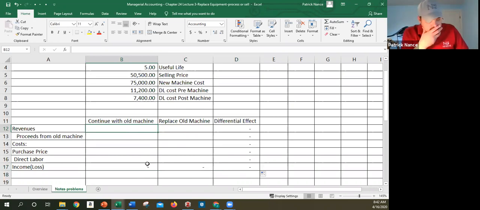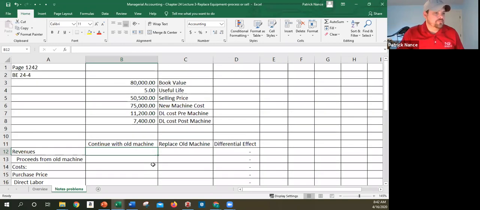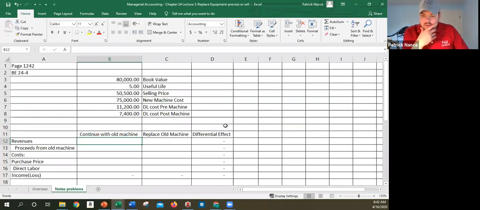Okay, so we have a machine with a book value of $80,000 and an estimated useful 5-year life. A proposal is offered to sell the old machine for $50,500 and replace it with a new machine at a cost of $75,000. The new machine has a 5-year life with no residual value, and the new machine would reduce annual direct labor costs from $11,200 to $7,400. Prepare differential analysis dated April 11th as to whether to continue to use the old machine or replace the old machine. So revenues, if I continue with the old machine, this is zero.